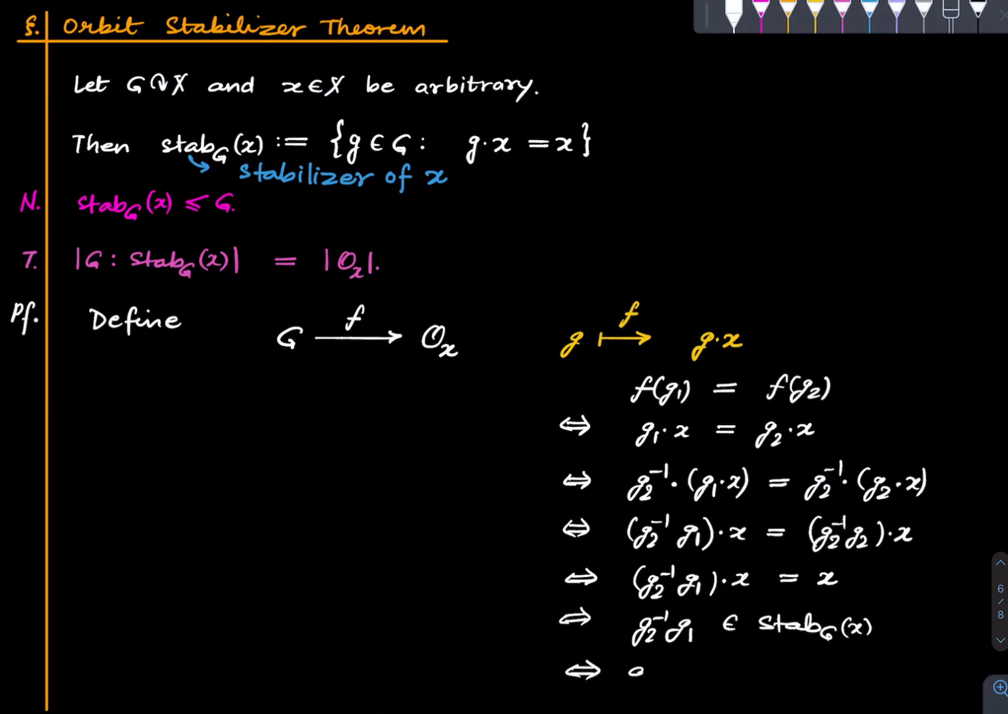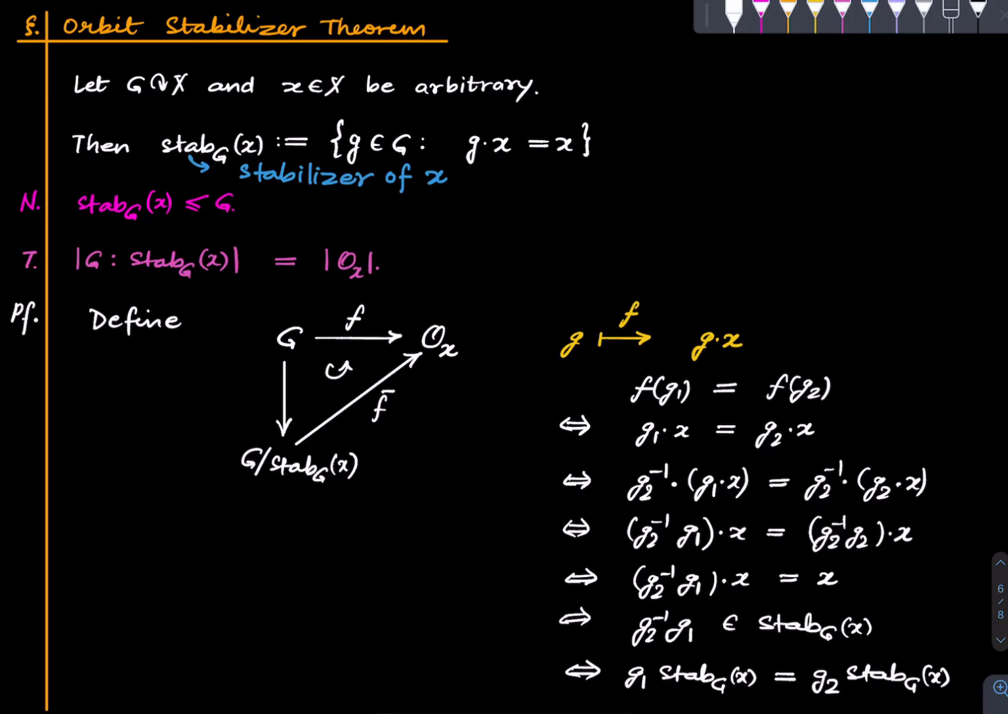Which is to say that g1 and g2 are in the same left coset of the stabilizer, or we can write g1 times stabilizer of x is g2 times stabilizer of x. So F maps g1 and g2 to the same element if and only if they lie in the same left coset of the stabilizer. Therefore, the fibers of F are precisely the left cosets of the stabilizer. And therefore, by set theoretic quotienting, this factors injectively through the set of all the left cosets of the stabilizer to give a map F bar. So this is an injective map.